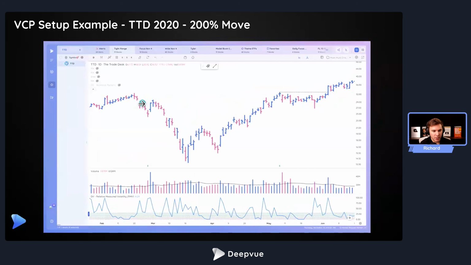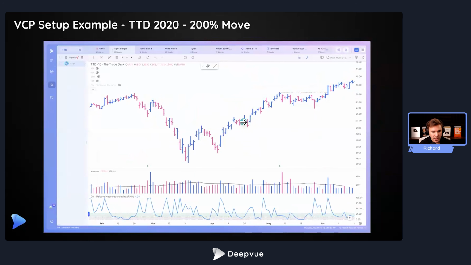TTD back in 2020, we have the base form, volatility contraction pattern. We have the handle form. We get a nice shakeout within here. And then we get the breakout from this area on pickup in volume and a really nice trend, 200% move from this area. This is when I traded as well, back during this time. Great example. You had a subtle tight area here, positive expectation breaker on this day.